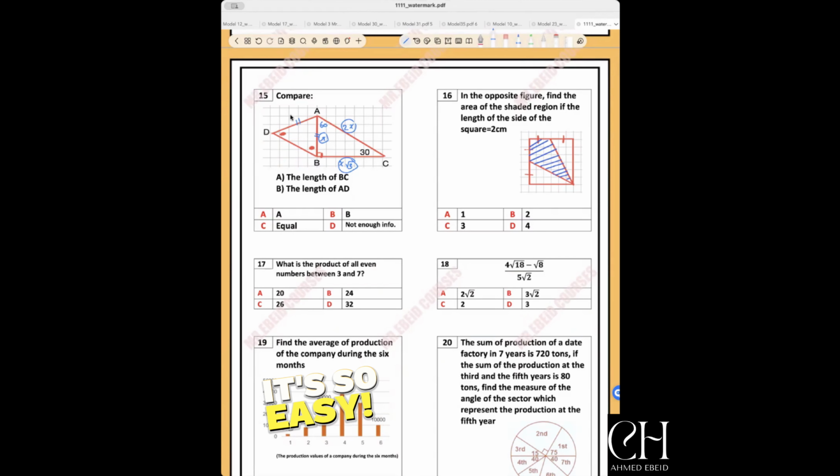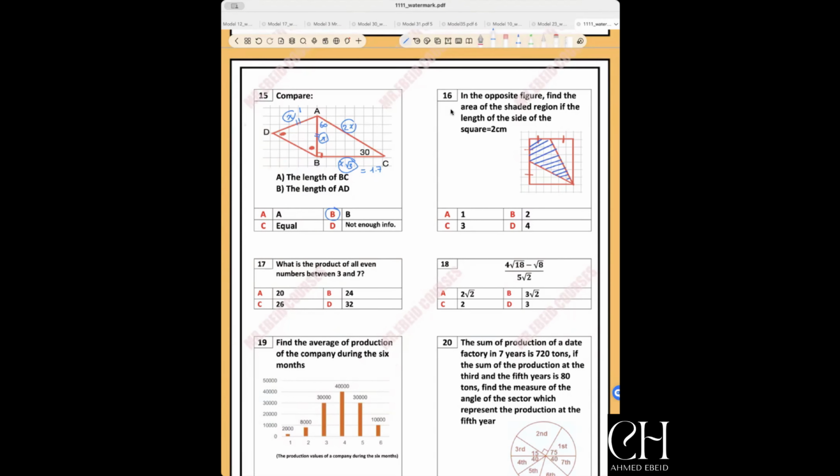If this side is x, this side also is x, because this is an isosceles triangle. Let x equal 1. So if this side is 1, and this side equals 1, AD equals 1, and we have 1 root 3, which is root 3. You know that the value of root 3 is approximately 1.7. This is if x equals 1. It means BC is greater than AD, so the answer is B.